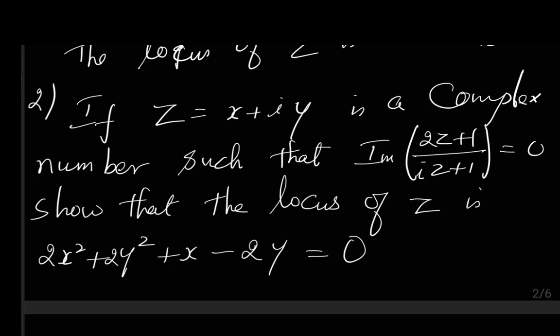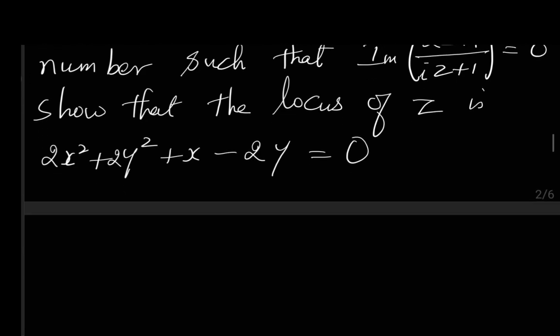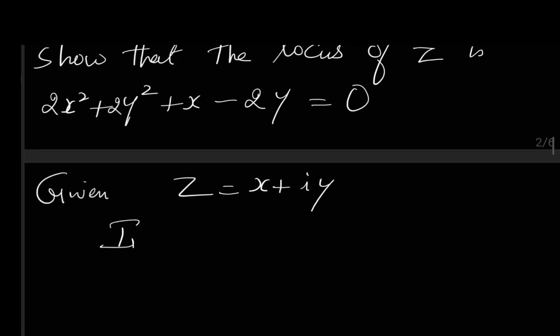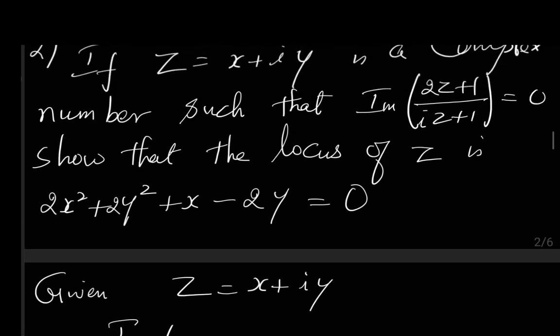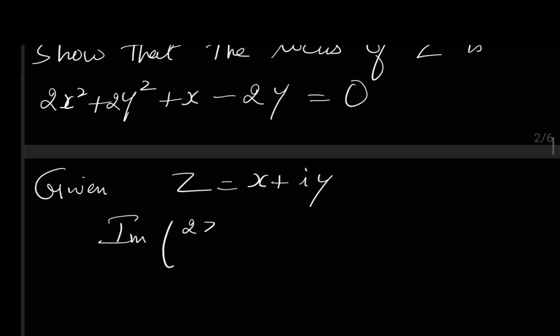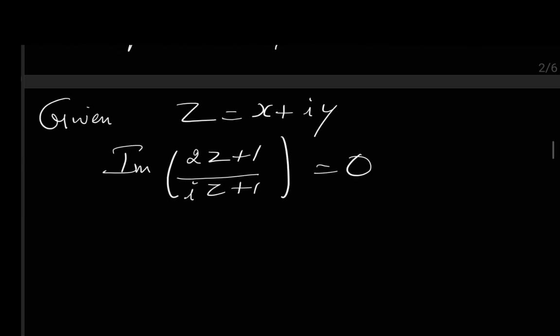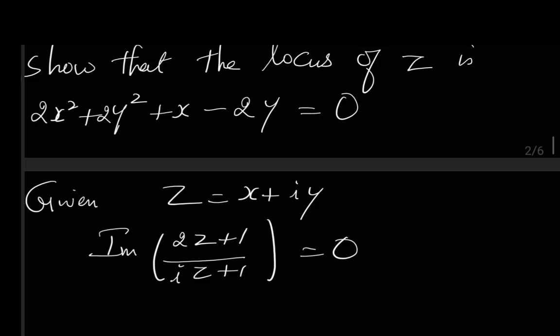See the second sum. If z is x plus iy is a complex number such that imaginary part of (2z plus 1) by (iz plus 1) equal to 0, show that the locus of z is this equation. So take the given concept: given z equal to x plus iy, imaginary part of (2z plus 1) by (iz plus 1) is equal to 0. These two are given. You have to show the locus is this equation.